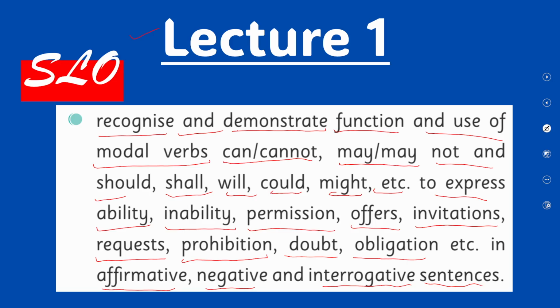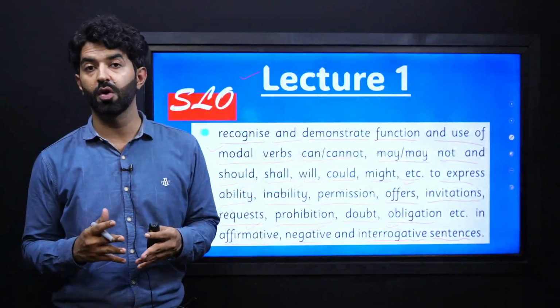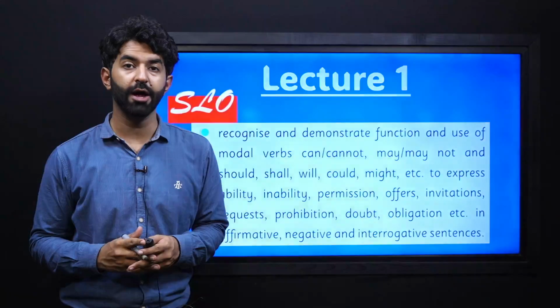So, we are going to see the modal verbs that are mentioned over here in the student's learning outcome in the sense of showing ability, inability, or permission, offers, and all these things mentioned. And we will be seeing them in different kind of sentences like affirmative, negative, and interrogative sentences. So we will cover all these things in our lecture number 1.